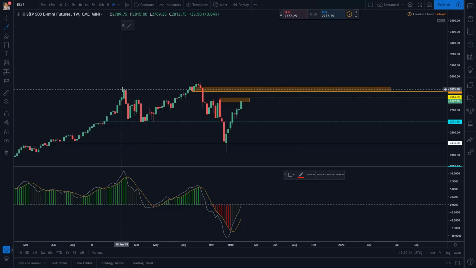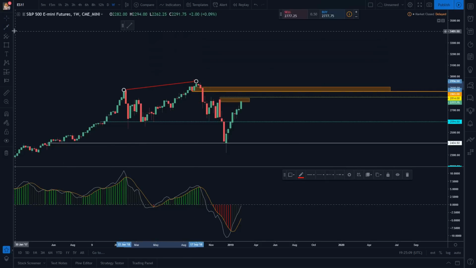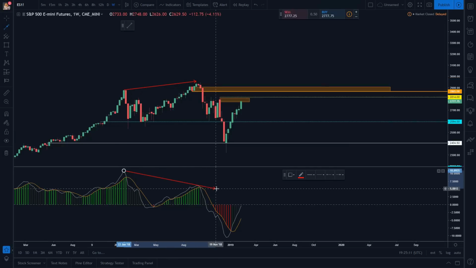So for example, if we're looking at the ES or the S&P 500 here, we pushed up to a new high. But on the weekly here, we did not make a new high in momentum. So bearish divergence, and this one played out pretty well, leg down.